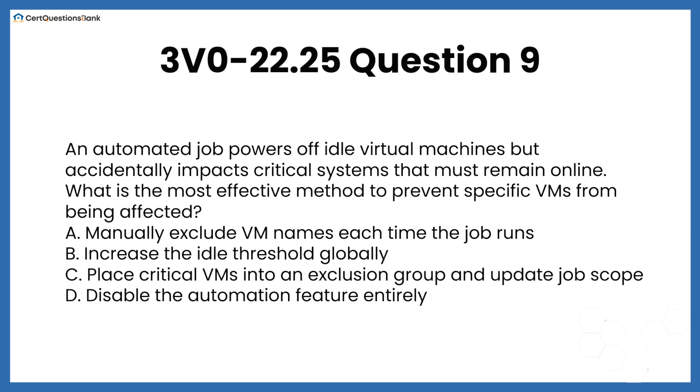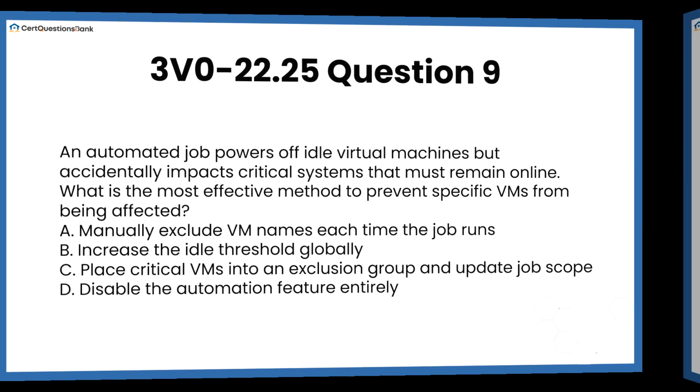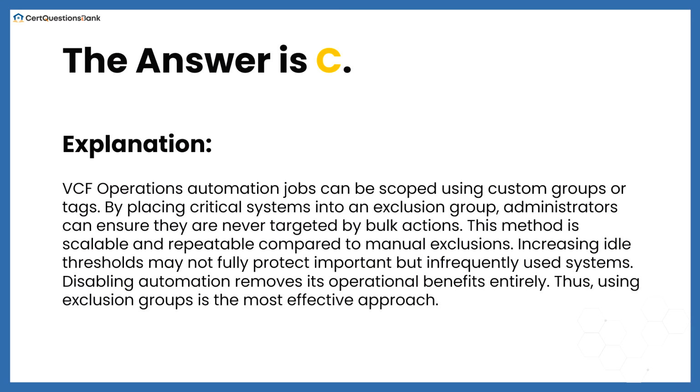C. Place critical VMs into an exclusion group and update job scope. D. Disable the automation feature entirely. The answer is C.